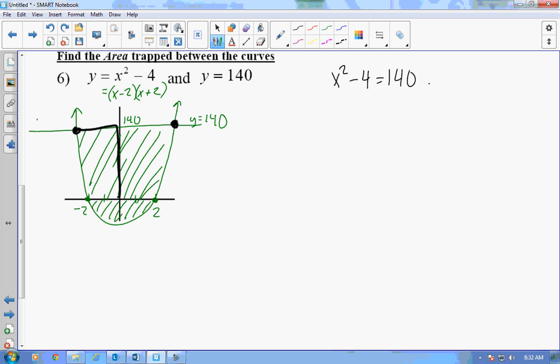Okay, Joanna, what did you get for your intercepts? X equals what? 12 and? There are two of them, aren't there? There's one over here, plus minus 12. So that is negative 12. This one's positive 12. So your integral from negative 12 to positive 12 of our function x squared minus 4 dx is what?